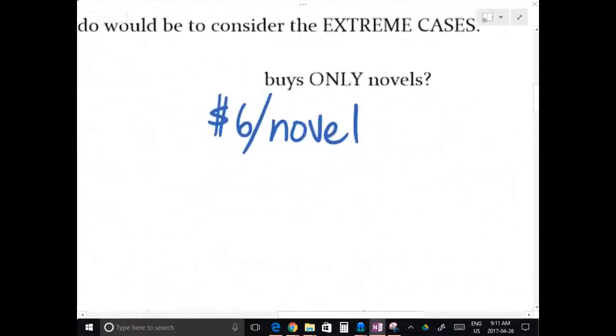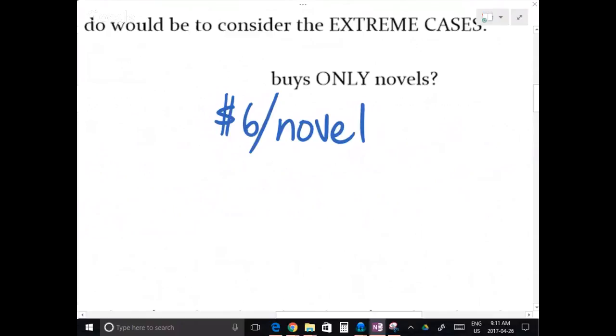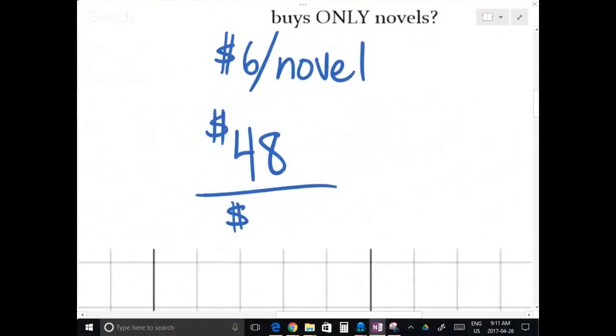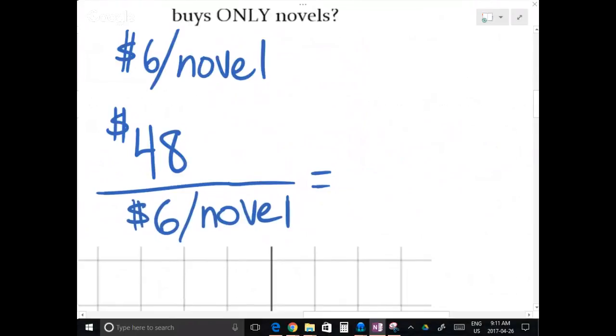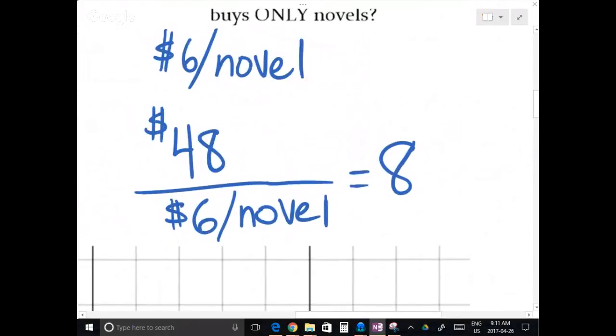Shh. What about novels? Good. And how'd you do that? You're totally right, of course. Good. So $48 divided by $6 per novel. And through the wonder of dimensional analysis, even though you don't know you're doing dimensional analysis, but if I get you in chemistry, you'll learn all about it, we can get 8 novels.